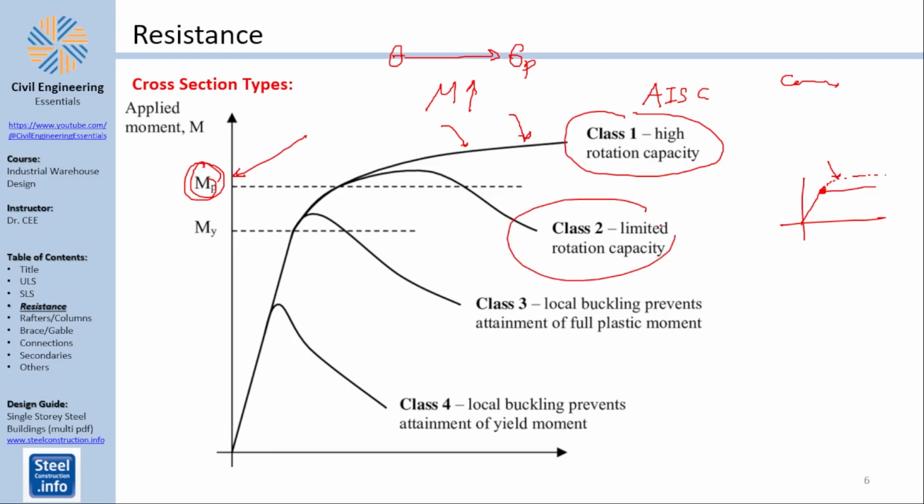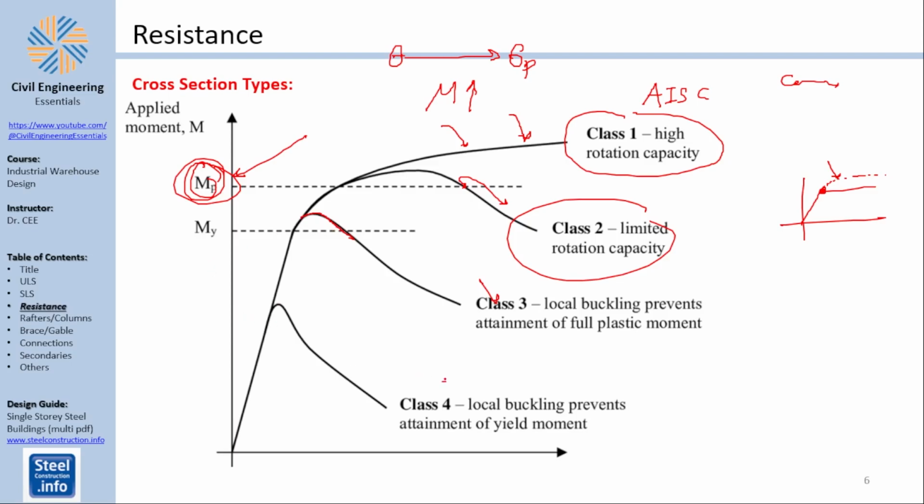Anyway, class 2 will allow you rotation, but when you rotate the beam or the element more than what is possible, it will drop back down to moments below the plastic region. Finally, in class 3, you will never reach the plastic moment. This is a non-compact section, by the way, in AISC, because you will have basically local buckling in the flange, for example, before you can fully plasticize the flanges.